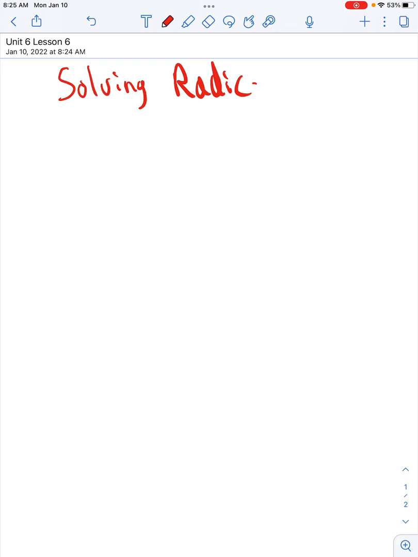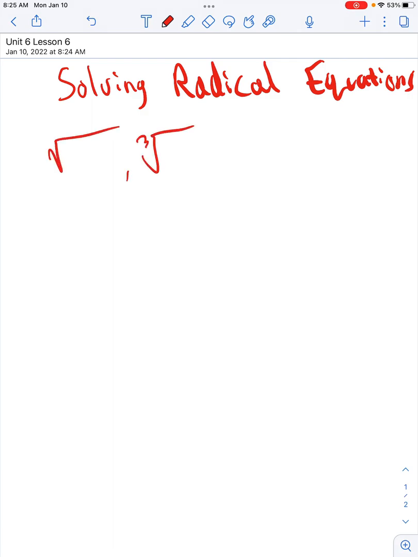Hello again. Lesson 6, we're going to be working on solving radical equations. So again, a radical is usually something with a square root sign. So if you see something with this symbol, whether it's got a 3 or whatever number is out front, oftentimes that's going to be a radical. So we're going to go through a couple different examples of radical equations and how to solve them.